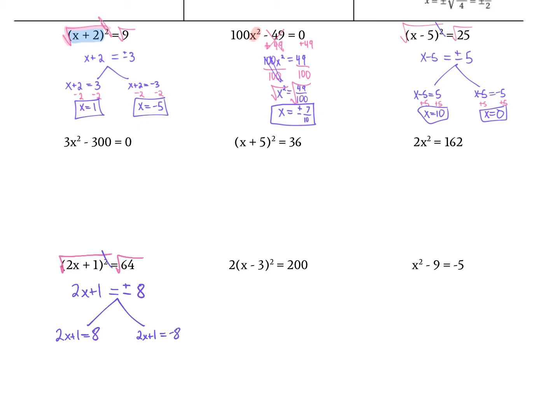If I want to solve this, I need to get that x term by itself. So I need to get rid of that positive 1 first, so I'm going to subtract 1. And I get 2x equals 7, and 2x equals negative 9. Now x is being multiplied by 2, so the opposite would be to divide. And I get x equals 7 halves and negative 9 halves. Those fractions cannot be reduced, so I'll leave them as is.